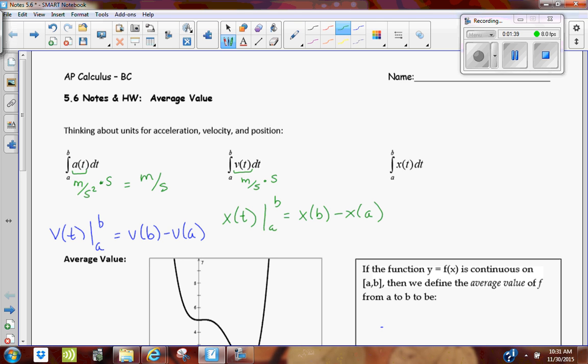Now, what about position? The antiderivative of position, we don't really have an application of that, but this is meters and this is seconds, so when you take an antiderivative of that, whatever it is, the units are going to be meters seconds, like meters times seconds. Okay, so let's hold that idea. We're going to take that into average value.